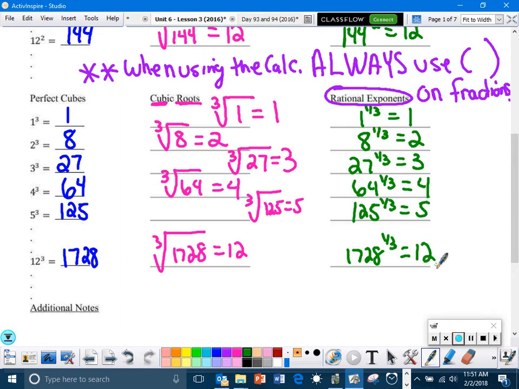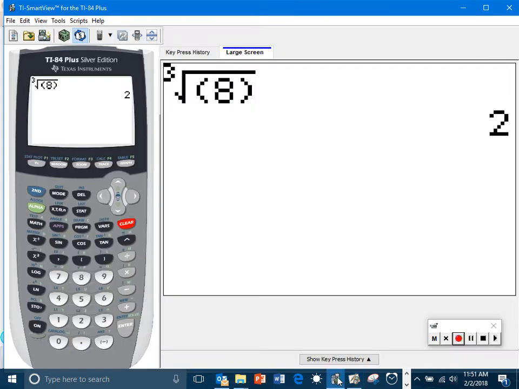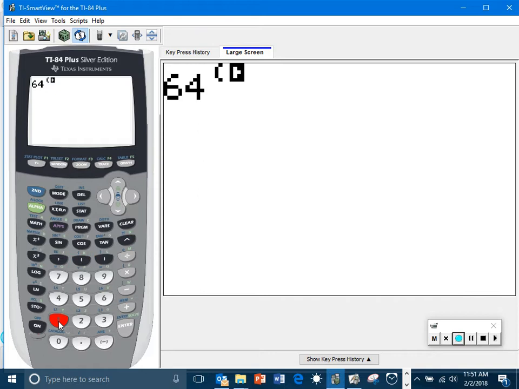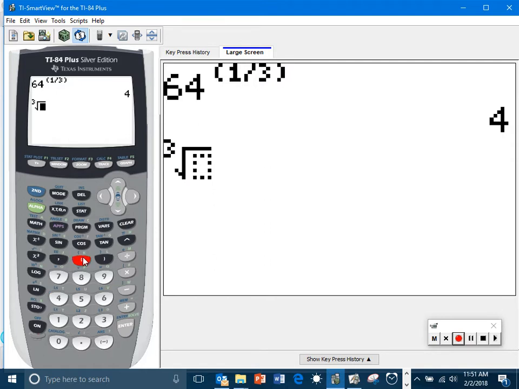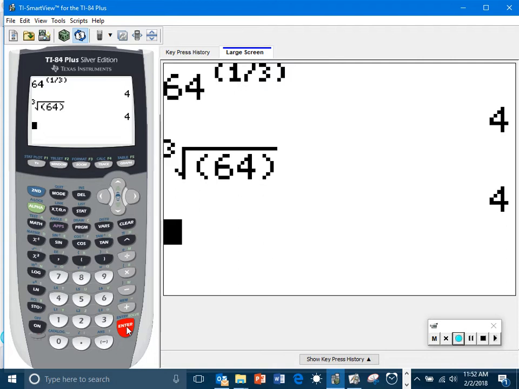Now, again, you must use parentheses when using your calculator. So just to demonstrate, we've got 64, caret key, to the 1/3 power, which is 4. So again, instead of using the cubic root button, I don't want you using the cubic root, and there's a reason for this that we're going to see in a little bit. I'd rather have you use to the 1/3 power.